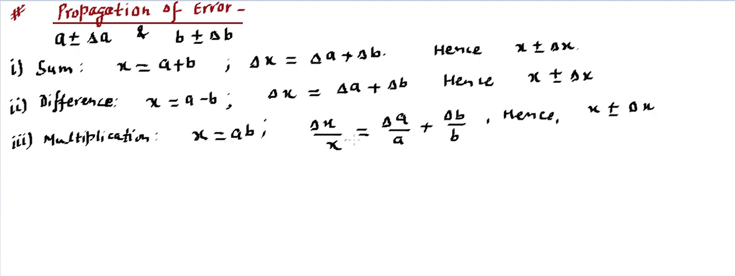In case of multiplication we are going to use this. That means in case of summation and difference we add absolute errors together to find the final error, whereas in case of multiplication we are not adding the absolute errors, rather we are adding the fractional or relative errors to get the relative error in the multiplied quantity. Exactly similar follows for division.